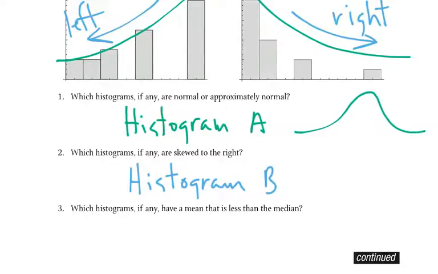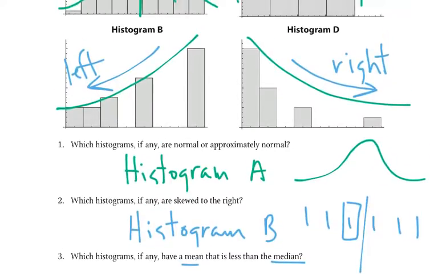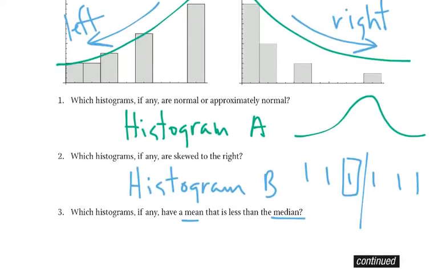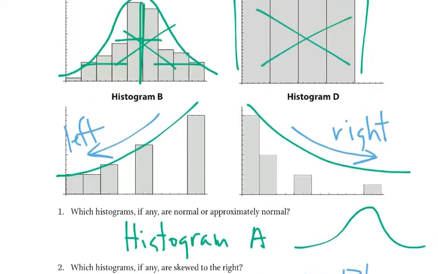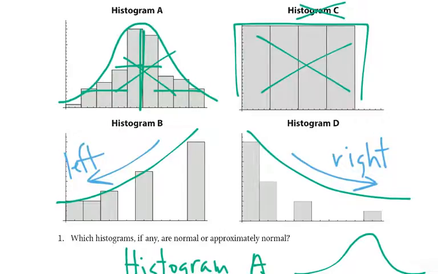Then number 3, which histograms, if any, have a mean that is less than the median? Okay, so remember the median is if we line all the numbers up, it's the one exactly in the middle. The mean is the average. Okay, so looking at these, we can try to determine which one would have a mean that is less than the median. Okay, it's definitely not D because there's the same amount in each one, so the mean would probably be the same as the median. Same with histogram A. That's one of the rules with being a normal bell curve, is that your mean and your median would be the same.